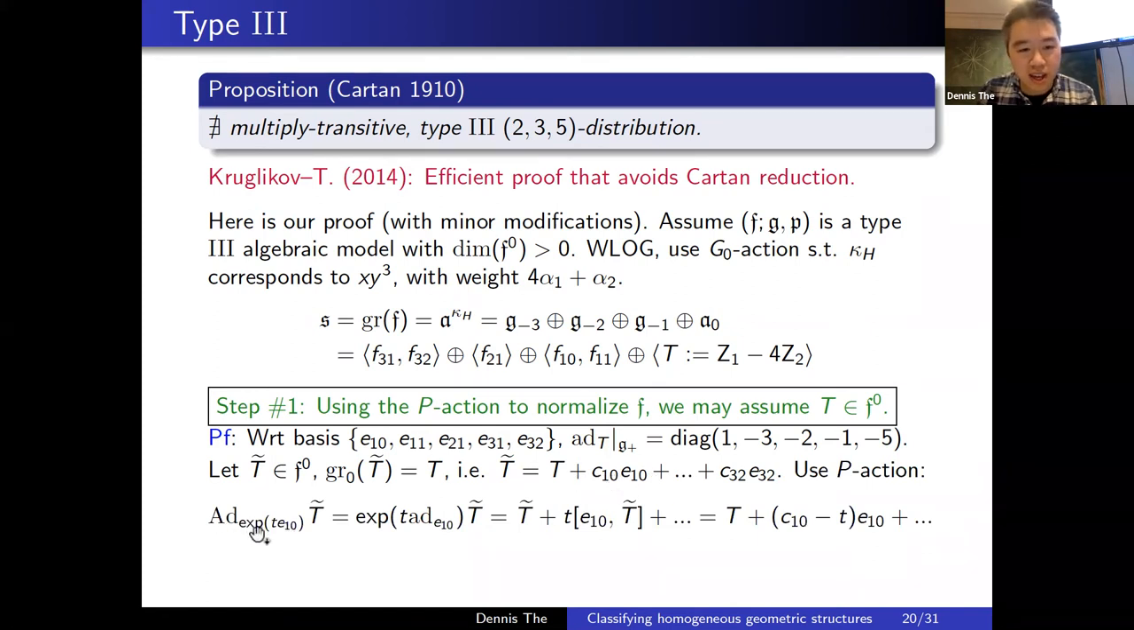Okay, so take exp t E10. Take the adjoint action there. By the usual formula, this is the same thing as exp t little ad. And then I use the corresponding exponential series. Okay, and so what I notice is that this T tilde has this C10 E10 there. So the leading part here is T plus C10 E10. But if I bracket E10 with this guy, I'm going to use the eigenvalue here. Okay, so I haven't specified what the little t is. But if I choose little t to be C10, I can get rid of this coefficient.